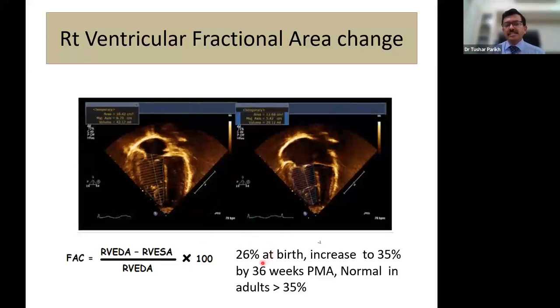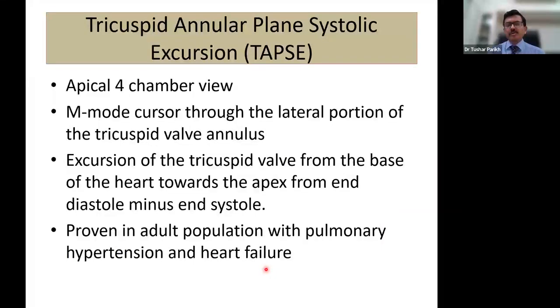Fractional area change is a gestation dependent factor and it increases over a period of time. In babies above 36 weeks and in adults it is about 35%. So it should be above 35% in a full term baby. Whether you have a meconium baby, an asphyxia baby, or a full term baby, measure the right ventricular fractional area change; it should be above 35%. Now, the second component we do is the tricuspid annular plane systolic excursion.